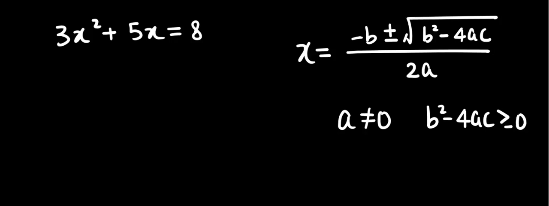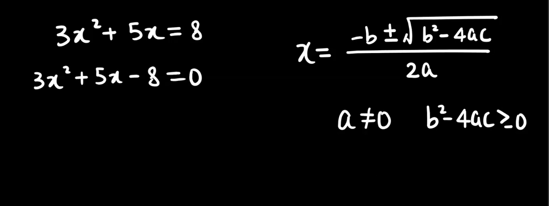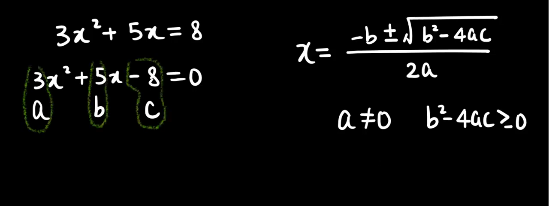Now, let us solve this problem. We have 3x squared plus 5x equals 8. It's not already in standard form. Therefore, we're going to subtract 8 from each side to change it into standard form. After we change into standard form, we know a, we know b, we know c. A is 3, b is 5, c is negative 8.